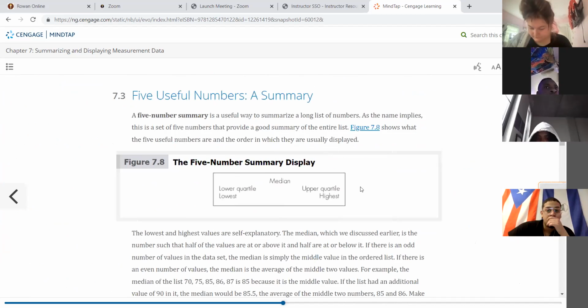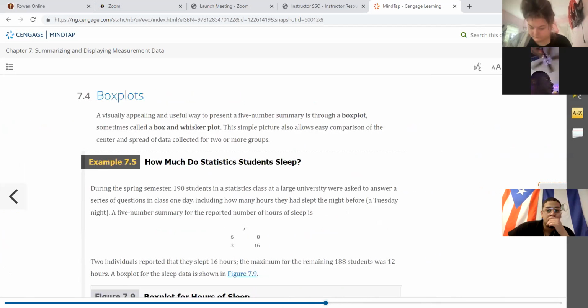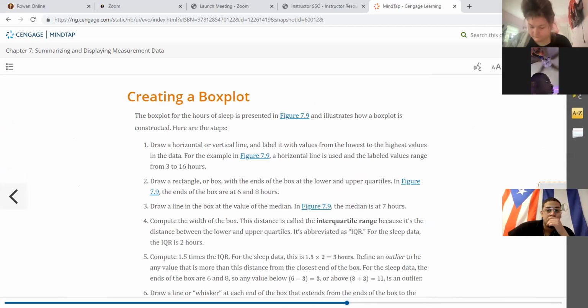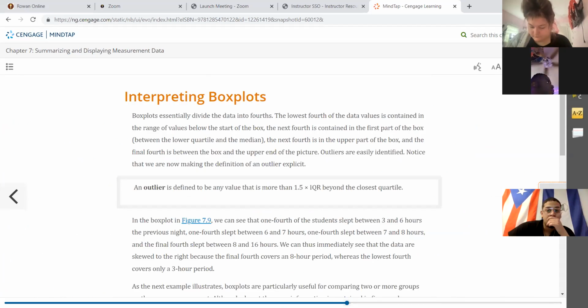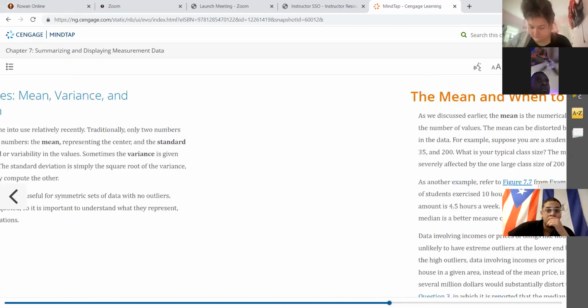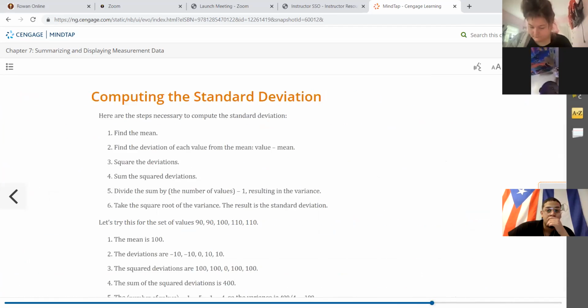Know about the 5-number summary. Know about box plots, how to read a box plot. Sometimes you'll be asked to compare two box plots. Remember, box plots could be vertical or they could be horizontal. Just know how to calculate the outliers. All right, so those are the things that you need to know for this test.